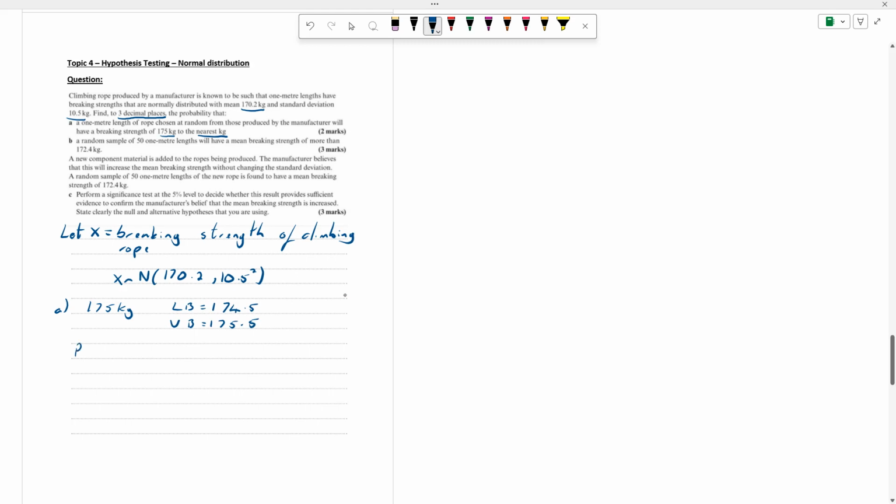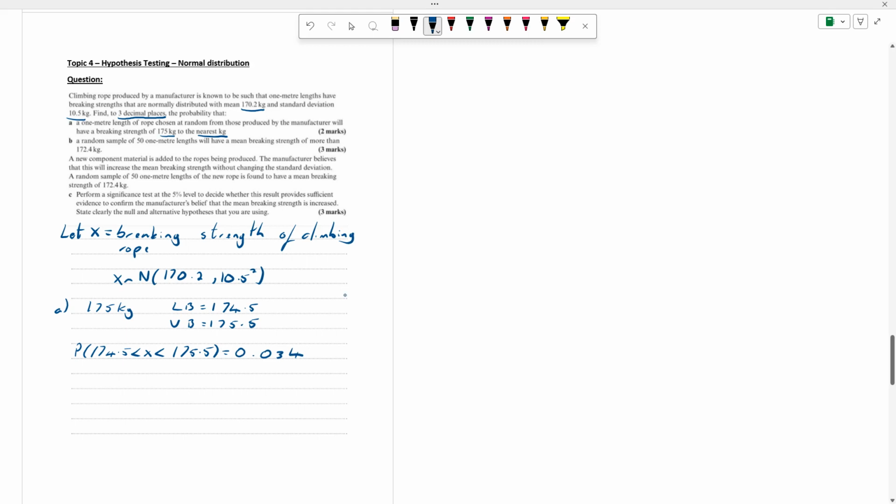So the probability is between 174.5 and 175.5. And again, I'm going to go to my calculator. I'm going to type in my mu, my sigma, my two values, and I'm going to spit out the number. So 0.034.